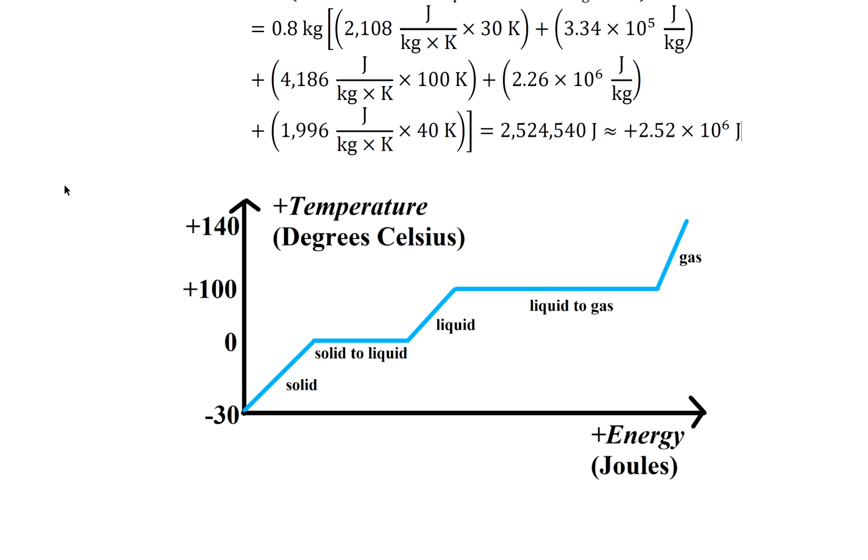And this is what a temperature versus energy graph looks like. You can see when we increase the temperature of a solid, a liquid, or a gas, the slope is positive. If we change the state from solid to liquid or liquid to gas, the slope is 0.